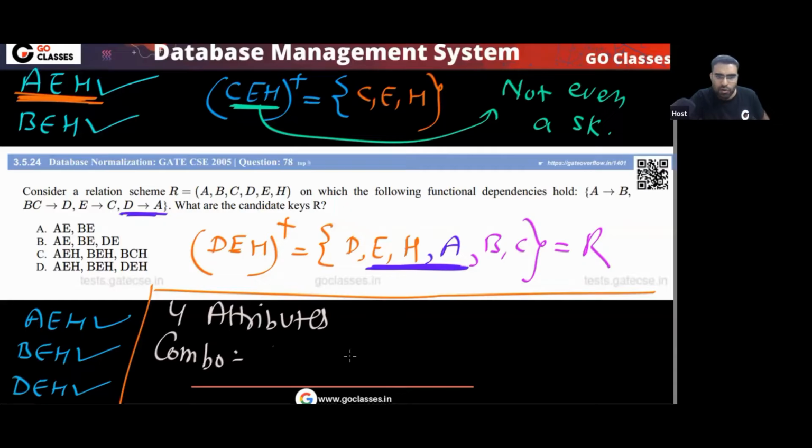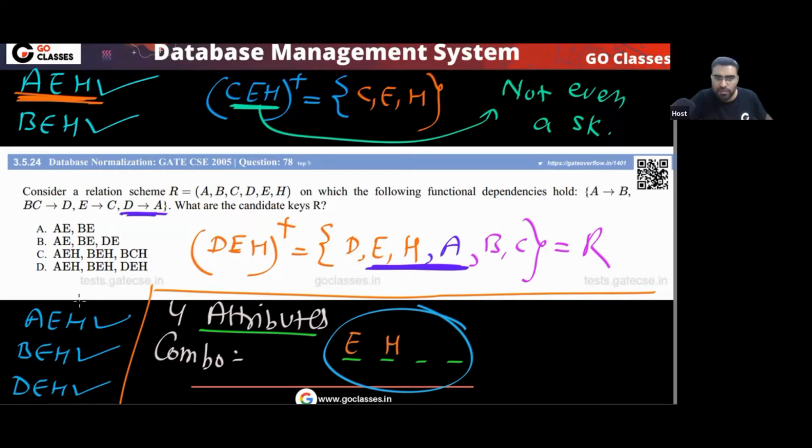But 2 of them are already fixed. Yes or no? When you check a 4-attribute combination, 2 are already fixed. EH must be part of every candidate key. EH, these are fixed. Now you tell me, which 2 attributes will you take?